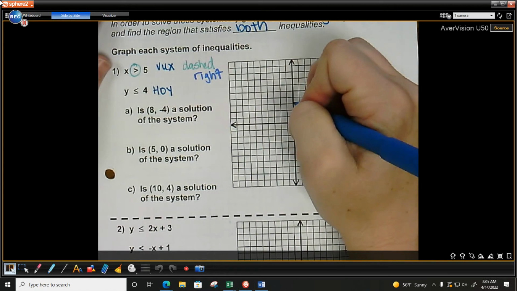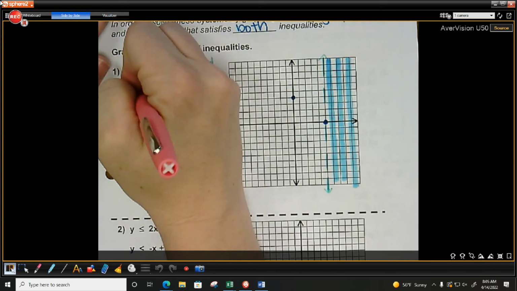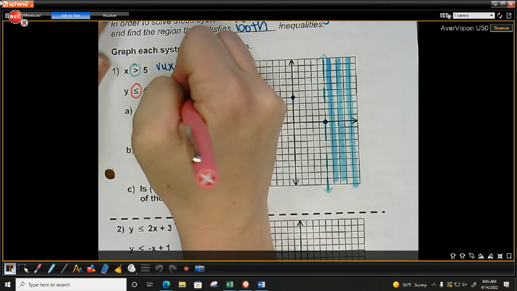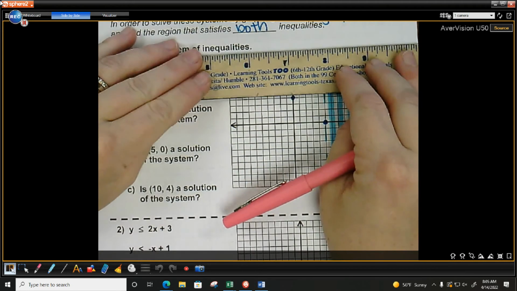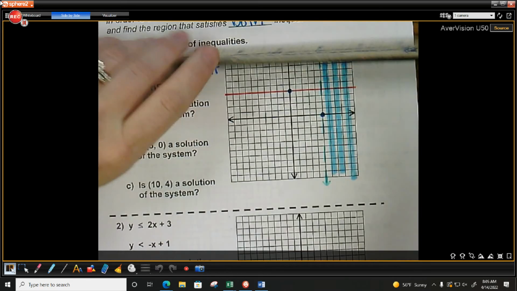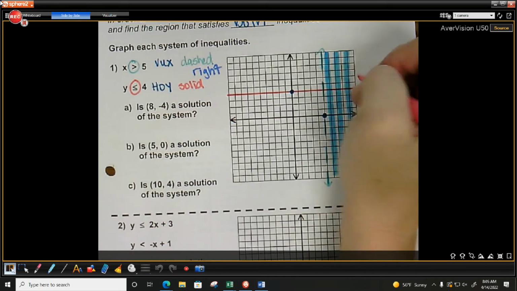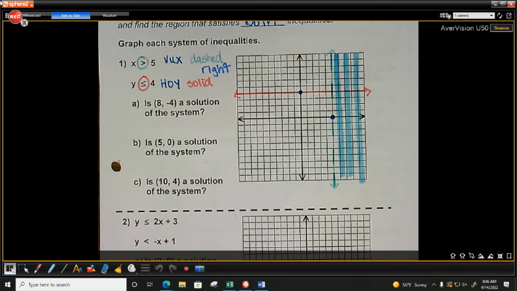Is this one solid or dashed? Solid. And what's the H stand for in hoy? Horizontal. So it's a solid horizontal line. Does that help me make a D for down or a P for up? D for down. So I'm going to shade down.